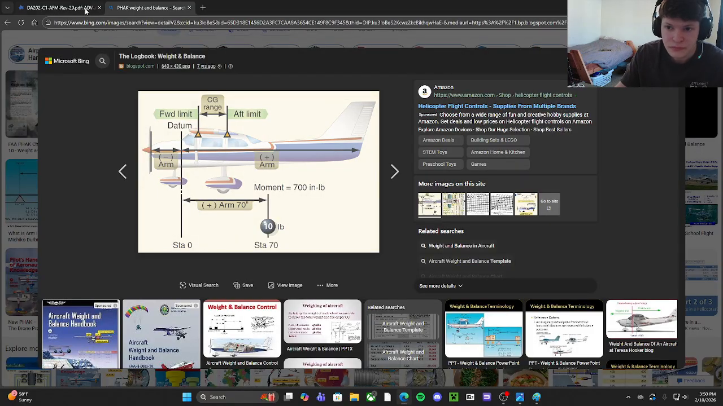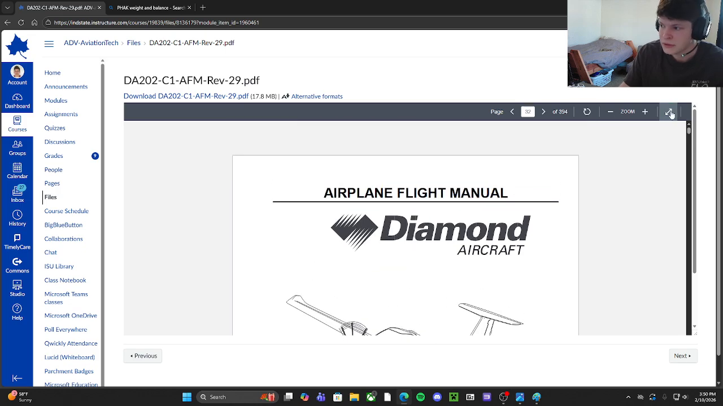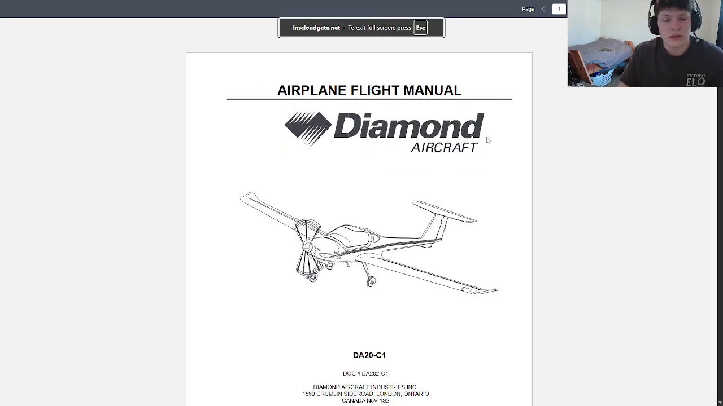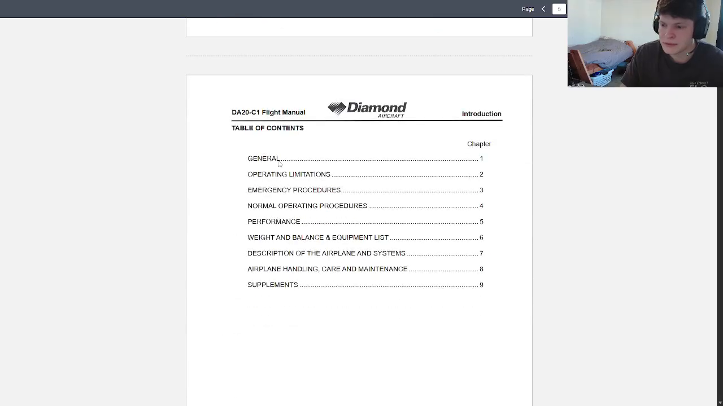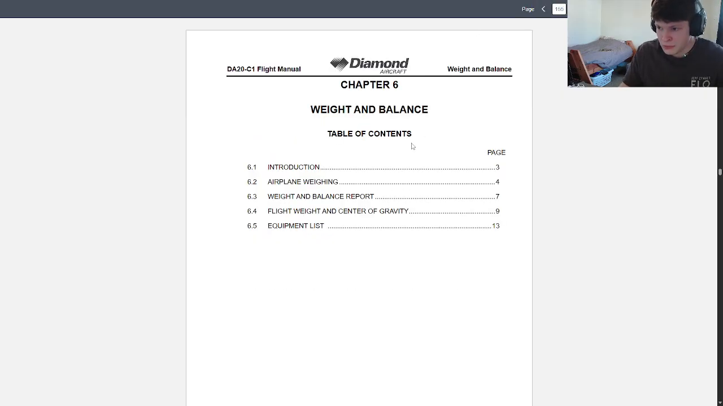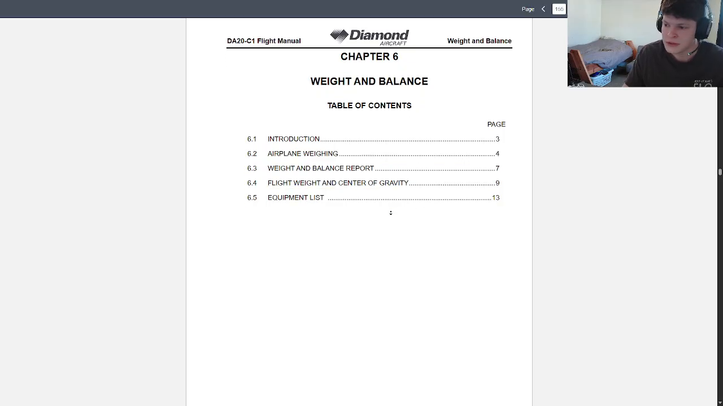So if I get on Canvas and look through here, here's our AFM for the Diamond DA20. If I get in and I look at the table of contents, I'm looking for weight and balance and equipment list, chapter 6. So I will go to page 155, and boom, here's our table of contents for the weight and balance. We're going to want to probably find flight weight and center of gravity. So now we'll go down through.